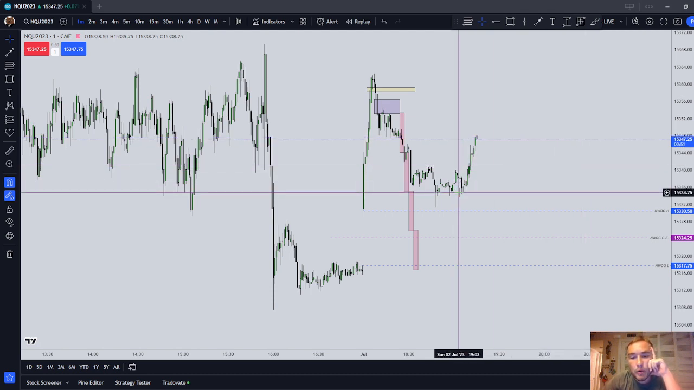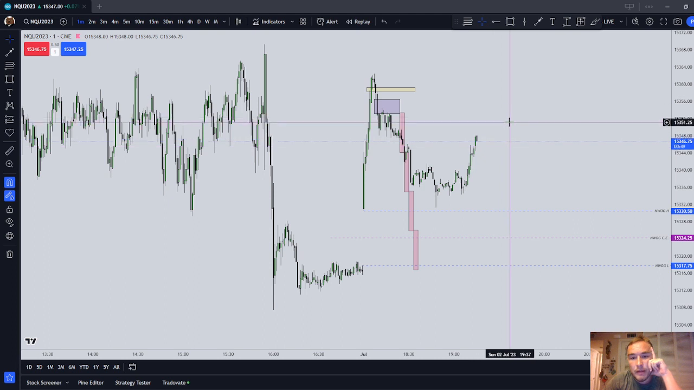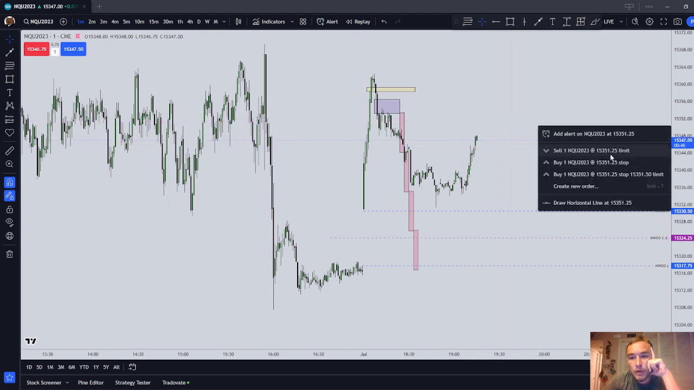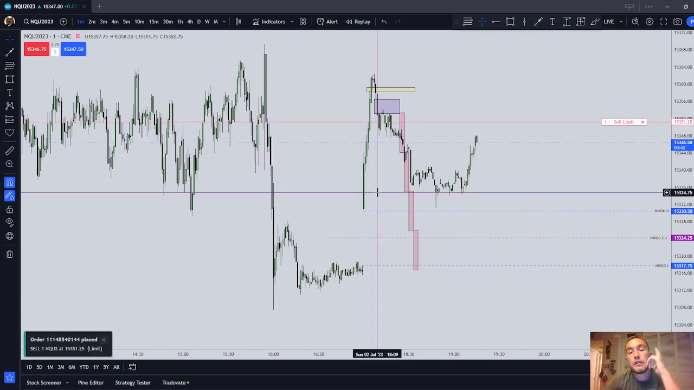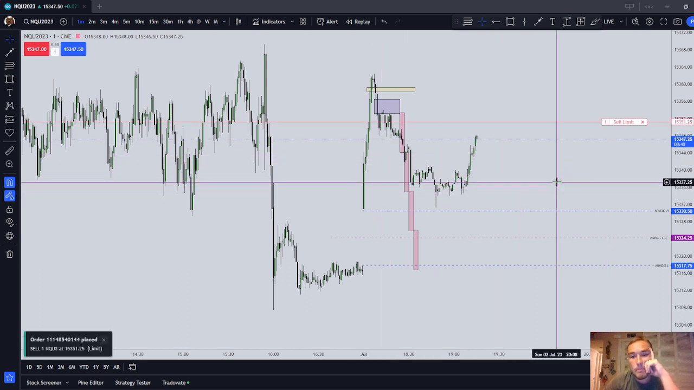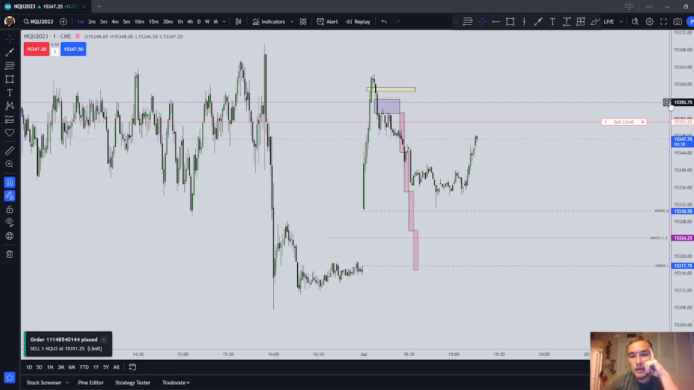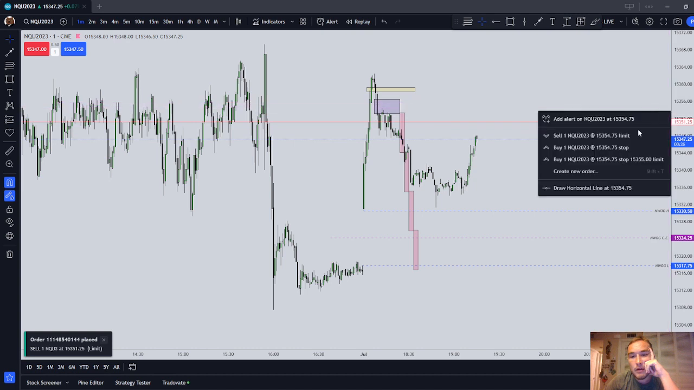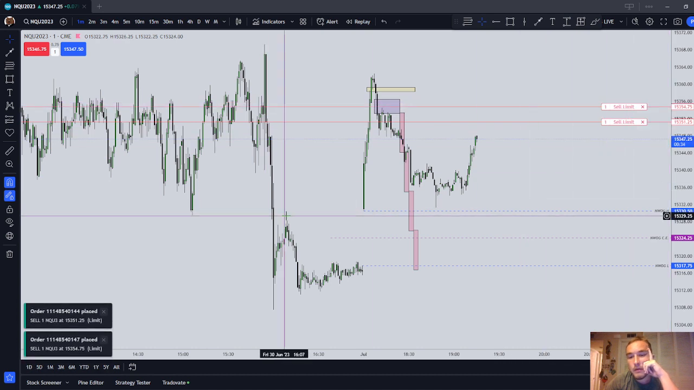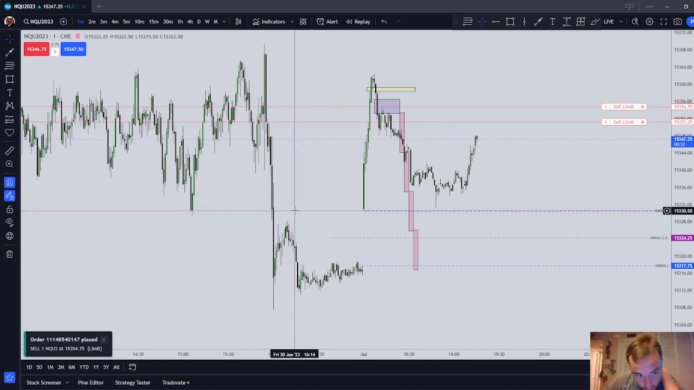So we came down a little bit over two standard deviations. We're coming back up. I'm going to say right here, I'm going to put one there. Let's see if we get that. And then one there. Okay. Those are all the orders I'm going to have in the marketplace right now.